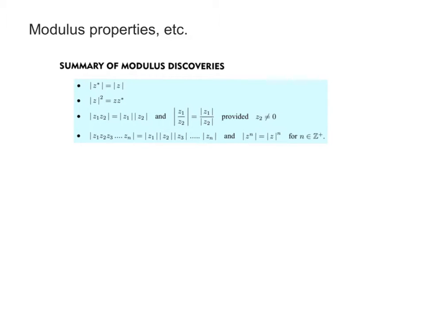The book gives us a list of, they call it a summary of modulus discoveries. As you work through the problems in the book, you're supposed to discover these different things. I wanted to take a moment.